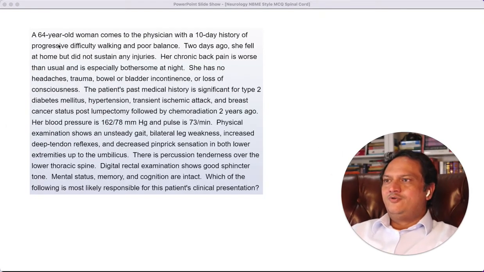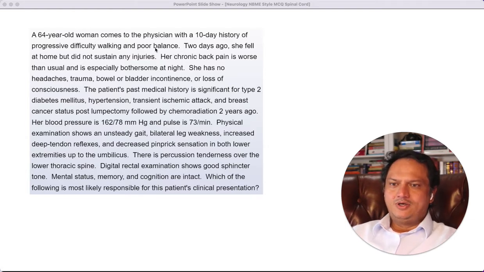So, a 64-year-old woman comes to the physician with a 10-day history of progressive difficulty walking and poor balance. So fast, but not as fast as ours. So 10-day history, and it's progressively getting worse, with difficulty walking and poor balance. When there is weakness, the balance may be poor because of the weakness. So you may not necessarily have a separate ataxia or incoordination. Weakness, if it's significant, makes it difficult to say if there is underlying ataxia or not.